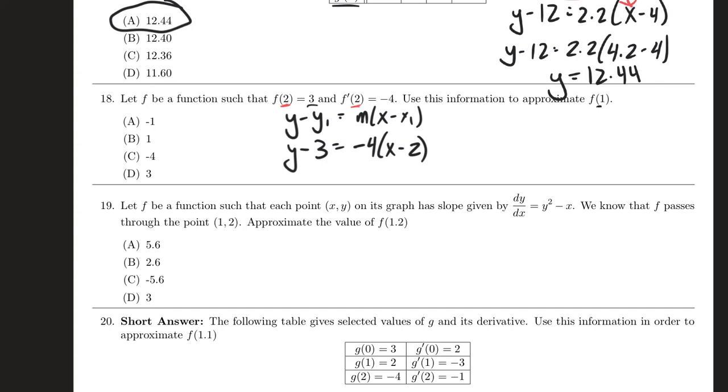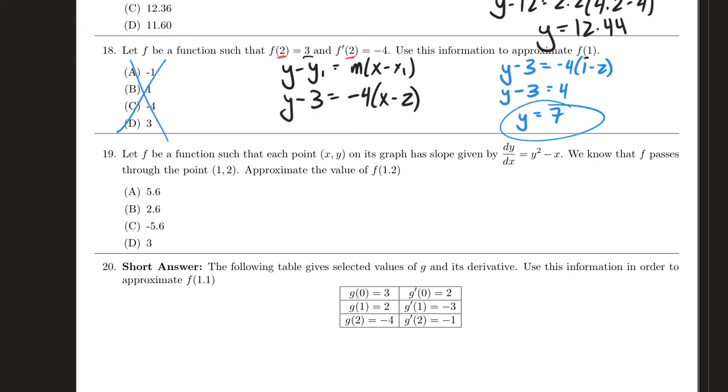And now I want to plug in 1 into this. And just simplify. 1 minus 2 is negative 1, so it's going to be positive 4. I'm going to get 7. Which is not an answer because I made a mistake. All right, so none of these answers are right. It's actually 7.